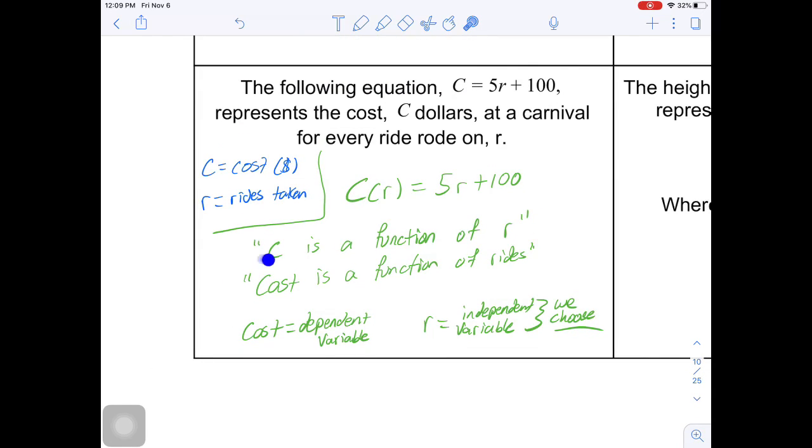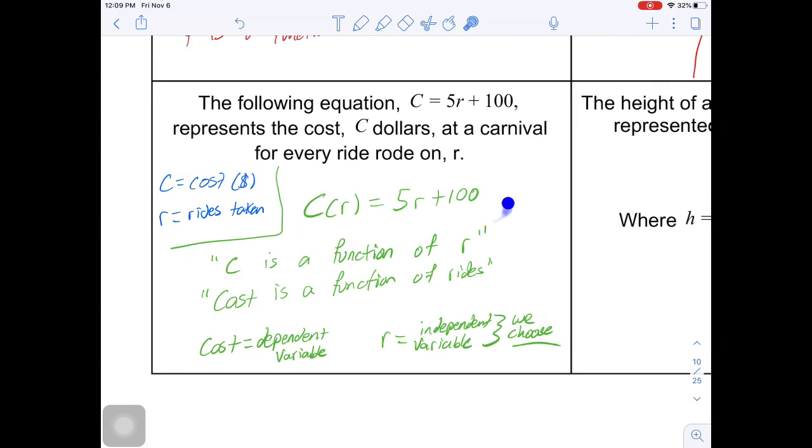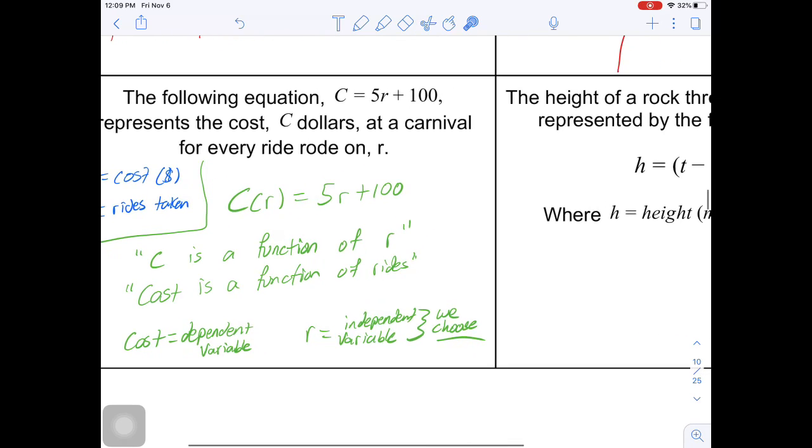Okay, so this is C is a function of R, and now we can represent it as cost is a function of rides, which is true. Cost is a function of rides. Cost depends on the amount of rides we do. And this relation explains it. So this, the outside thing in your function notation, is always the dependent variable, and inside is your independent variable. C is being described by R.